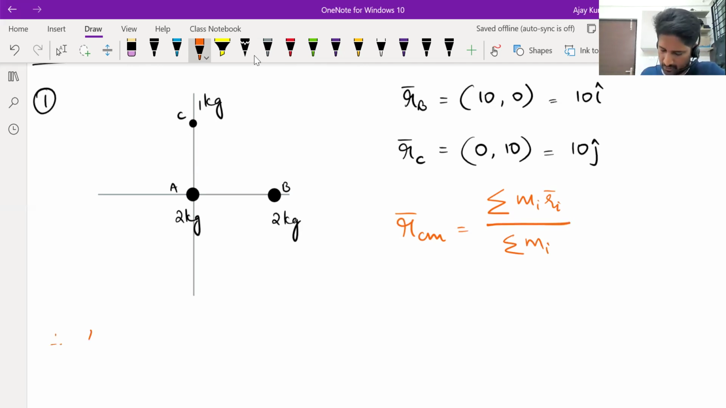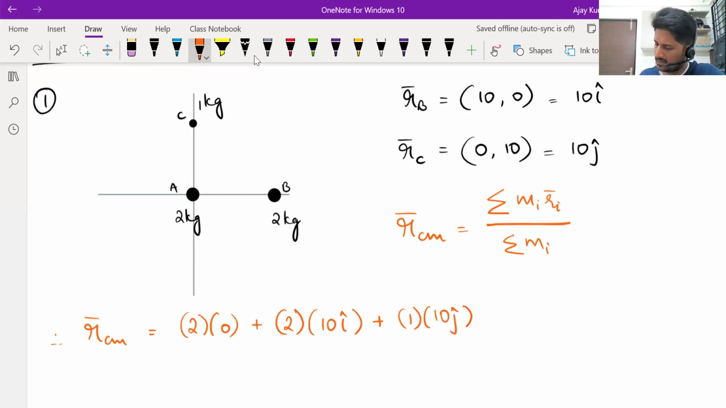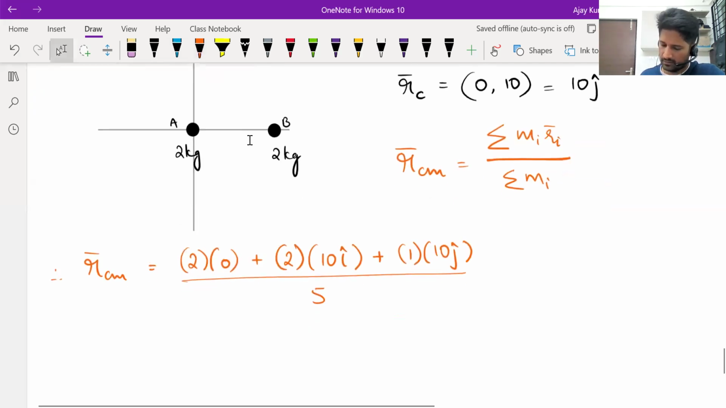Therefore, the position of center of mass of this system will be, first mass is 2 kg, that is A. Its position vector is 0. Second mass is 2 kg, that is B. Its position vector is 10 I cap. Third mass is 1 kg, that is C. Its position vector is 10 J cap. Divided by total mass of the system, 2 plus 2 plus 1 is 5. That's all. So this becomes 20 I cap plus 10 J cap divided by 5. That is 4 I cap plus 2 J cap.